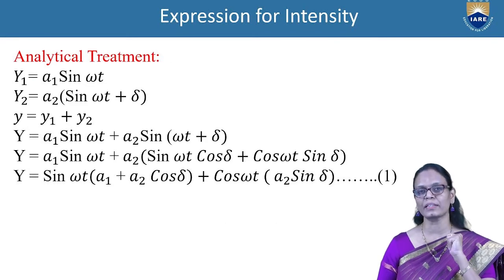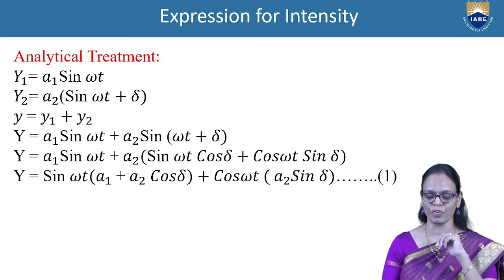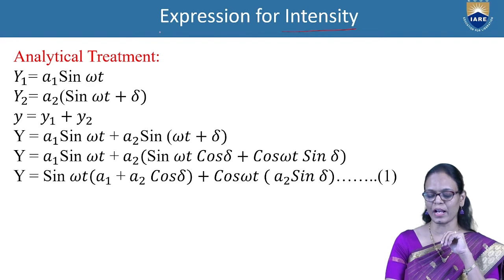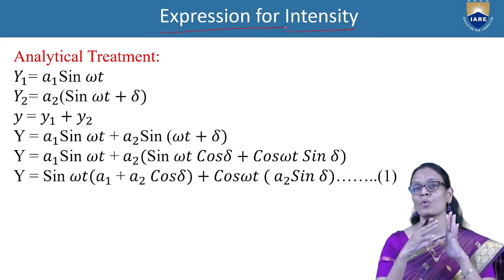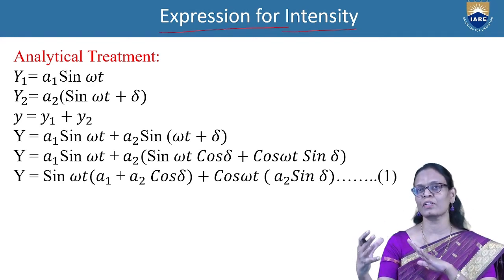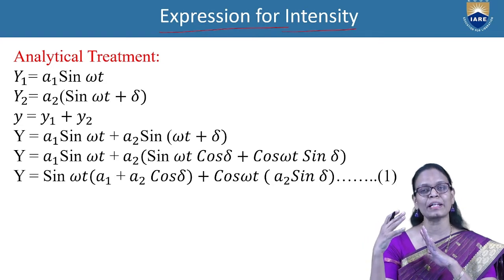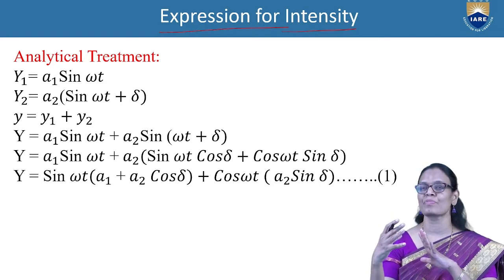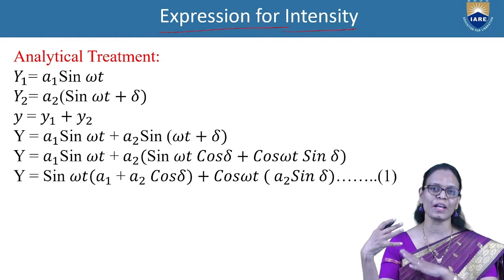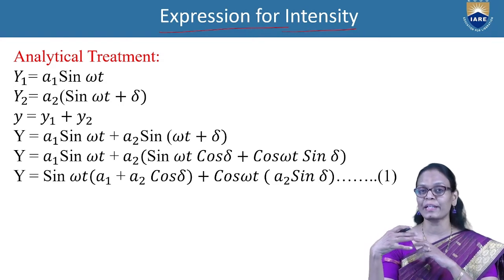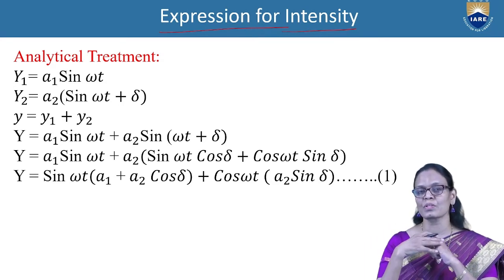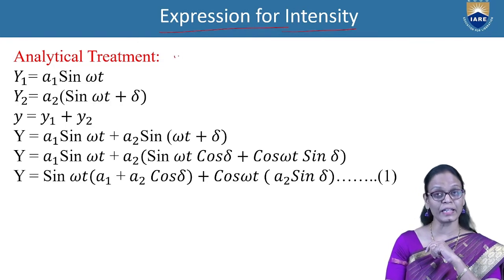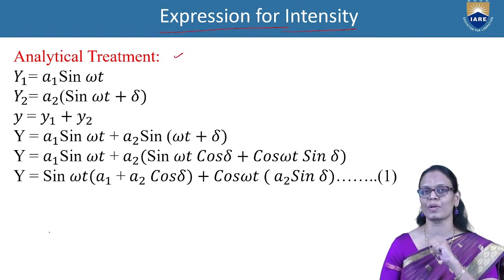Now we are going to look at the analytical treatment for intensity. We are going to derive an expression for intensity. So when they are arriving in phase, we are having a bright band, but what will be the intensity of the bright band? And when they are arriving out of phase, we have a dark band, and what will be the intensity of the dark band? To do that, we are going to do an analytical treatment with the help of these equations.